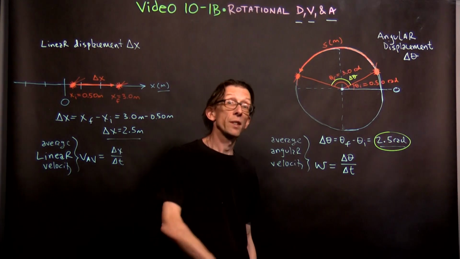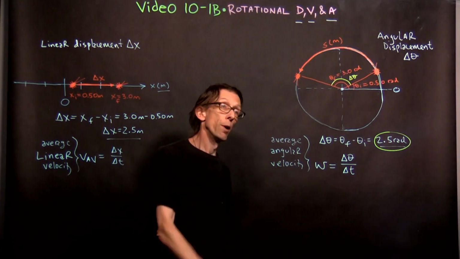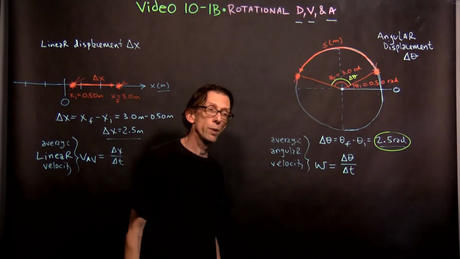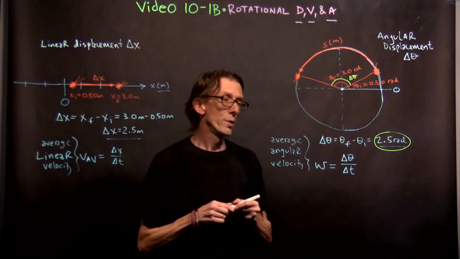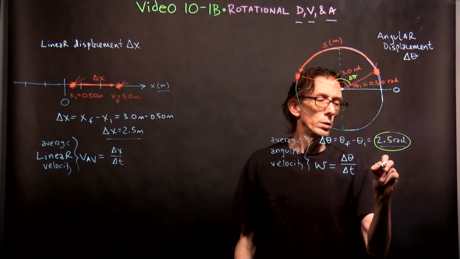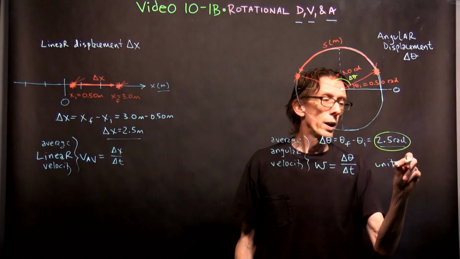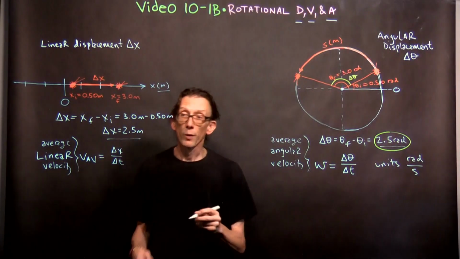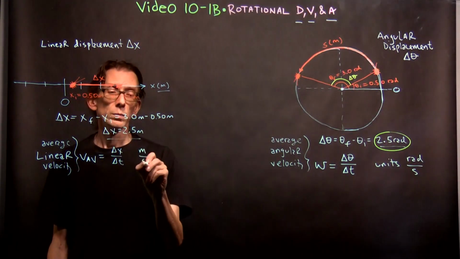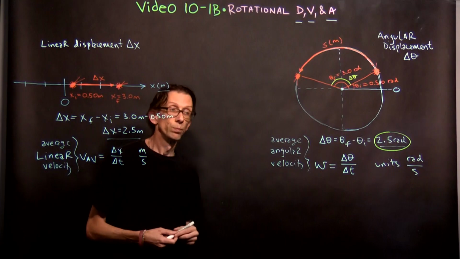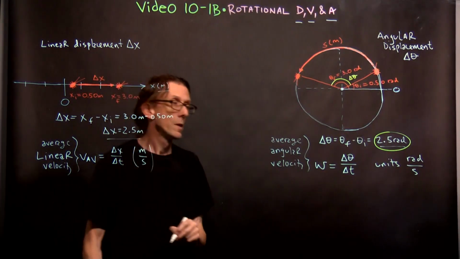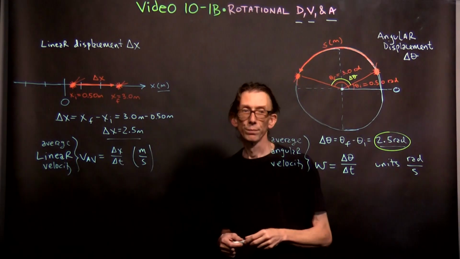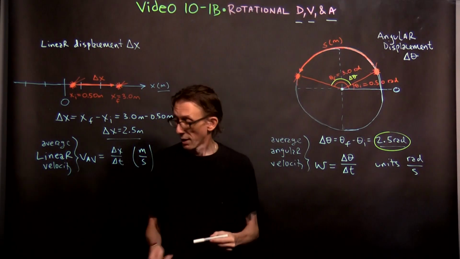The average angular velocity would be large. If the bug went slowly, took his time, chilled, then his average angular velocity would be small. Note the units. The units here are radians per second. Right, units over here are meters per second. Units here are radians per second. Okay? Angular velocity. Now that is average.